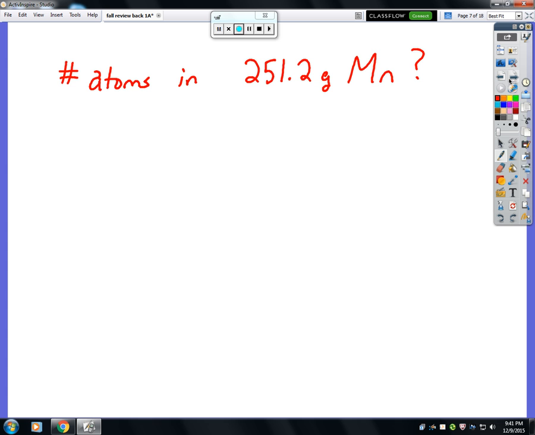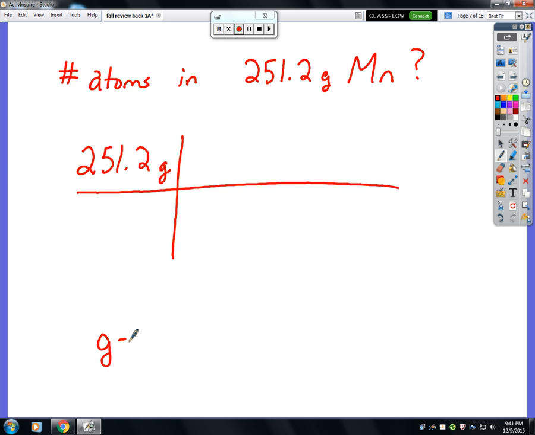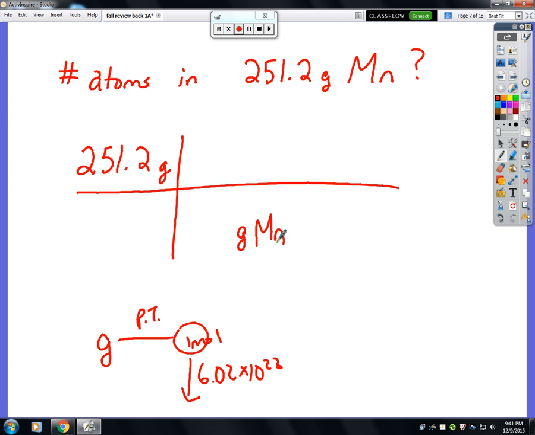All right. Now, how many atoms are present in a 251.2 gram sample of manganese? Not magnesium, but manganese. And I'm going to have to do this one with you because I didn't do this ahead of time. I'm on grams, right? So I'm going from grams to moles. I'm going from moles down to atoms. So what am I going to do? Pass the periodic table and use 6.02 times 10 to the 23rd. So you put grams down here of manganese, and I put 1 mole here.